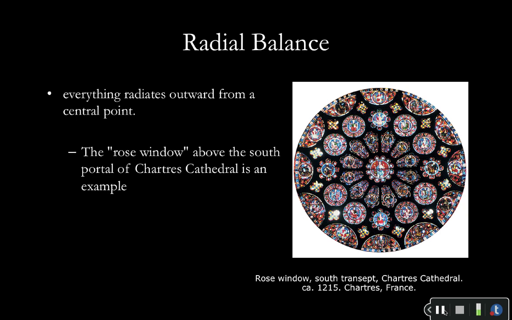All right, so also when we talk about balance, we talk about radial balance. And this is when everything radiates outward from a central point. So here I like to talk about rose windows. If you've ever been in a church, you've probably seen a rose window. Many churches usually have these. And as you can see, the central point of the composition is here at center, where you see Christ enthroned. And then everything else radiates out from that center.